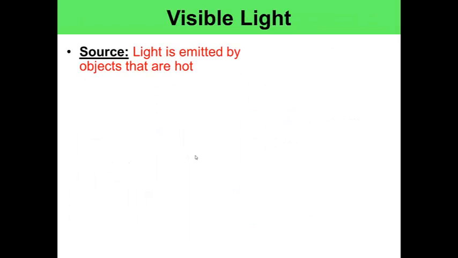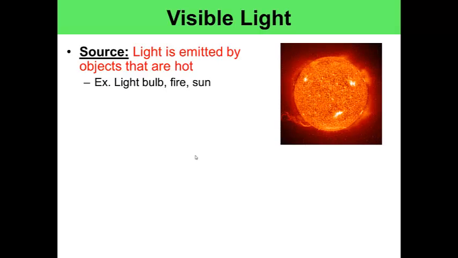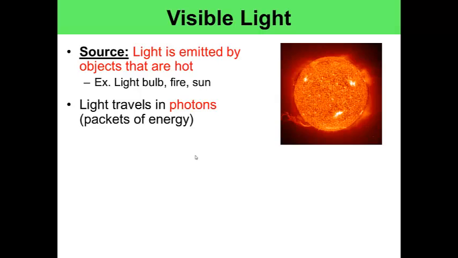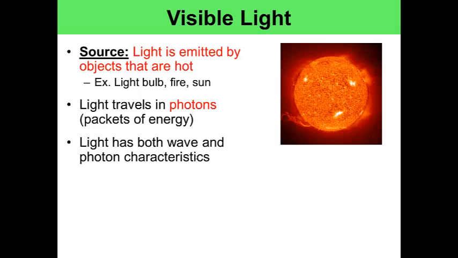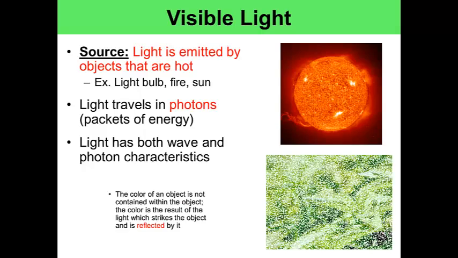The source. Light is emitted by objects that are hot. For example, a light bulb, a fire, and the sun all emit light, visible light. Light travels in photons. Photons are packets of energy. Light has both wave and photon characteristics.